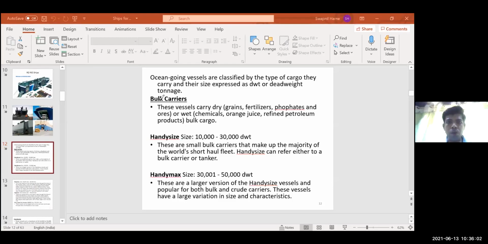Okay, gentlemen. So we were talking about bulk carriers. This orange juice is typically carried in a type 3 chemical tanker, just for more knowledge. Now these bulk carriers are divided into various categories depending upon their size.